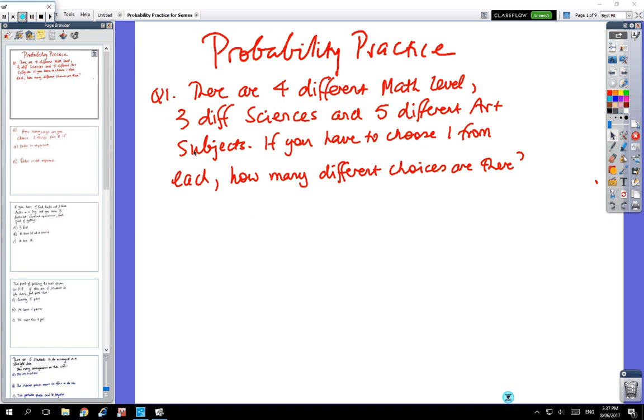There are 4 different maths levels, 3 different sciences and 5 different arts. If you have to choose one from each, how many do you get? How many choices do you get? So pause, and when you're ready, come back.